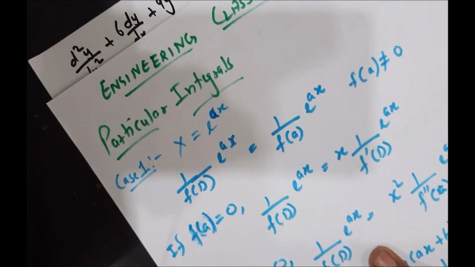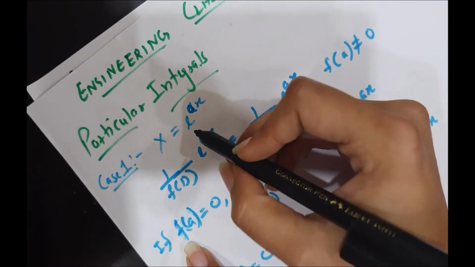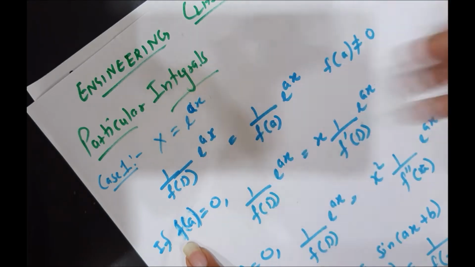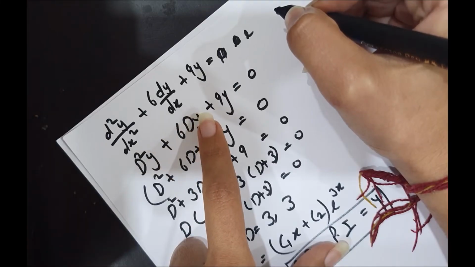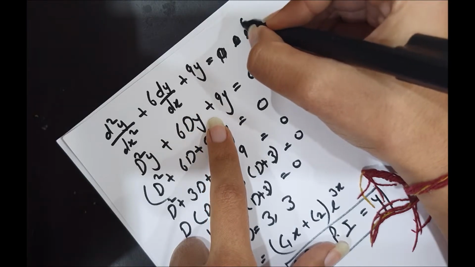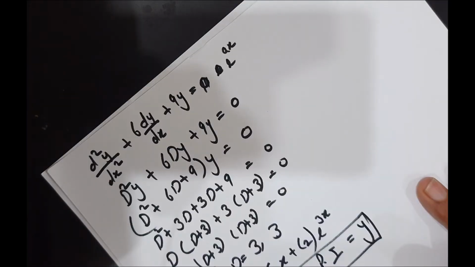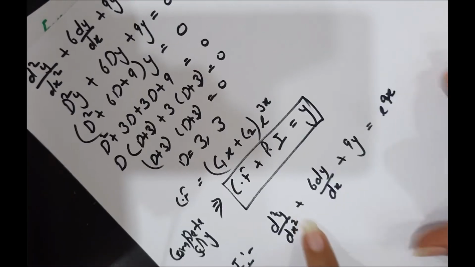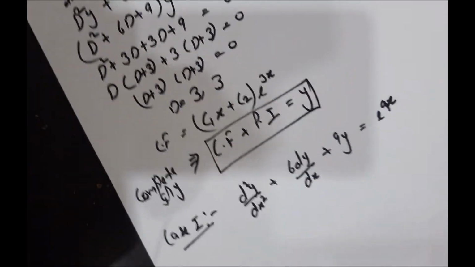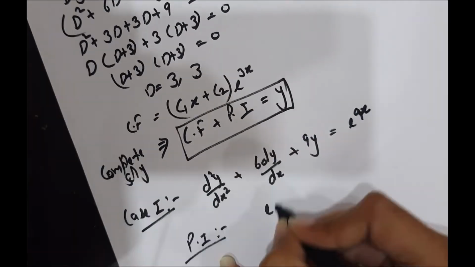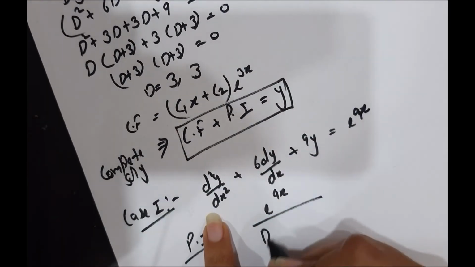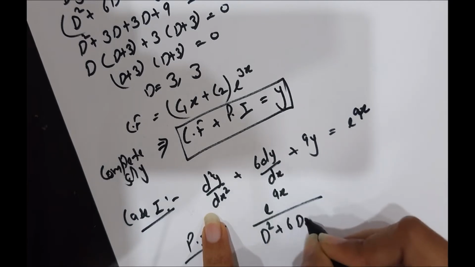Now particular integral. So let's see case 1. If the right hand side part is exponential, say e raised to power ax, then how do we find its particular integral? Say the right hand side part is e raised to 9x, then how do we find its particular solution? For that we take e raised to 9x, and this part will be d square plus 6d plus 9.